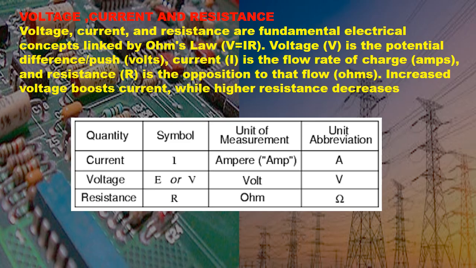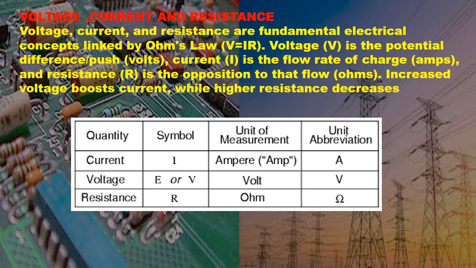V is equal to I R. Voltage is the potential difference or push, or you can say force. Current, I, is the flow rate of charge, measured in amps, and resistance, R, is the opposition to that flow, measured in ohms. Increased voltage boosts current, while higher resistance decreases current.